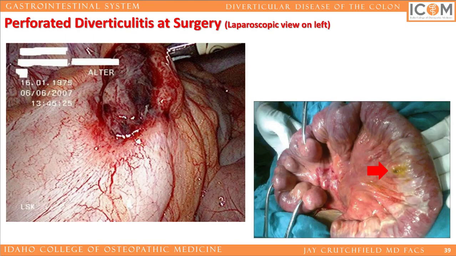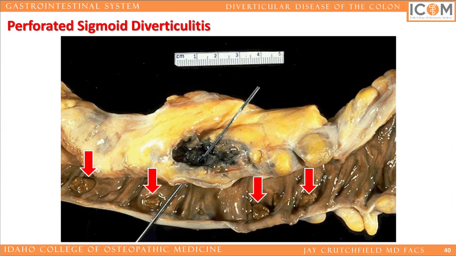Here, an operation being performed laparoscopically shows an acutely indurated and perforated area of colon, with external fat creeping over the perforation in the body's attempt to cover the perforation and limit the sepsis. A perforation is a complication of acute diverticulitis. You can also see small areas of feces contained within adjacent diverticuli, the red arrows, in this colon segment.